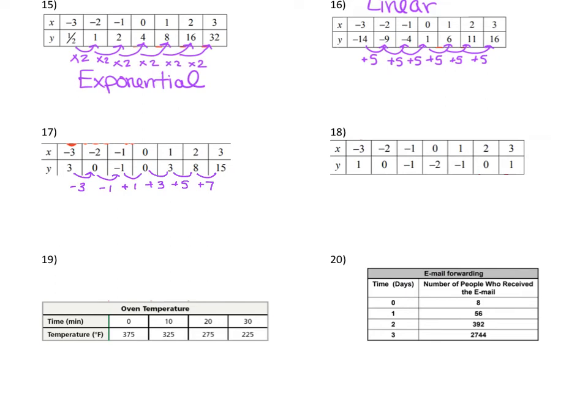But let's try this. So, negative 3 to negative 1, that's plus 2. Negative 1 to 1 is plus 2. 1 to 3 is plus 2. 3 to 5 is plus 2. 5 to 7 is plus 2. So again, it's that second common difference again. So I know that this is a quadratic function.